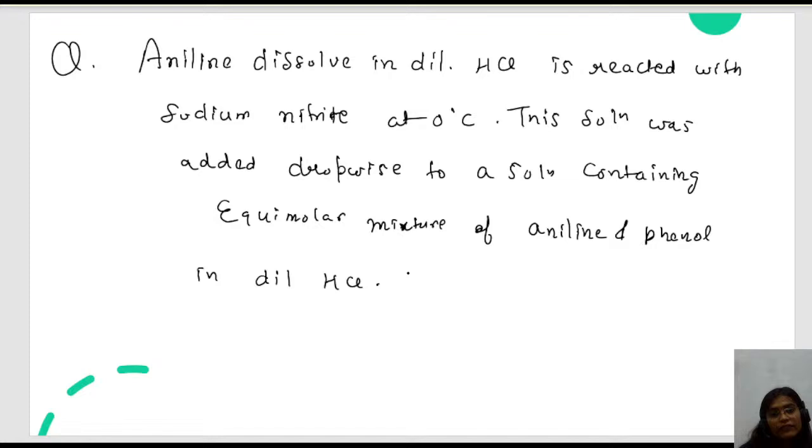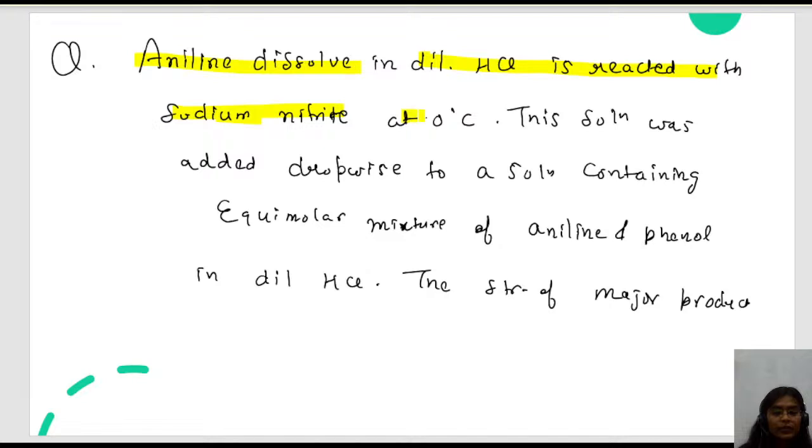So you have to identify the structure of the final product, the structure of the major product. Let me tell you what the statement gives us as the idea. We are just starting with aniline, adding some diluted HCl in the presence of sodium nitrite at 0 degrees Celsius. This first statement simply identifies that we are getting BDC. This is the first point.